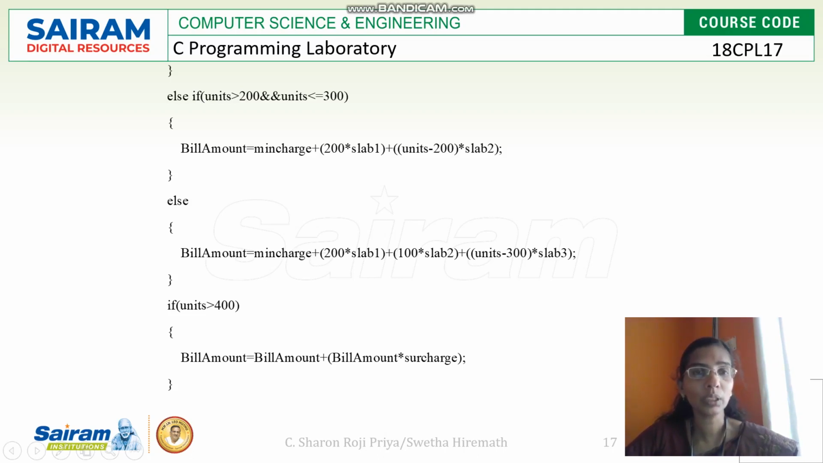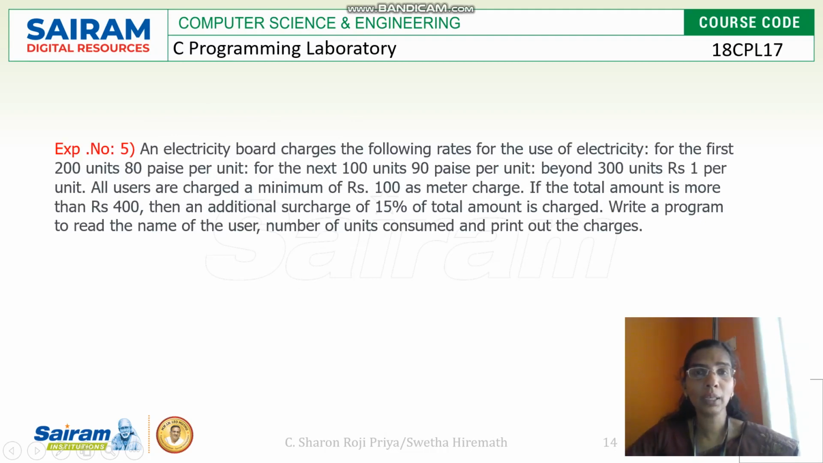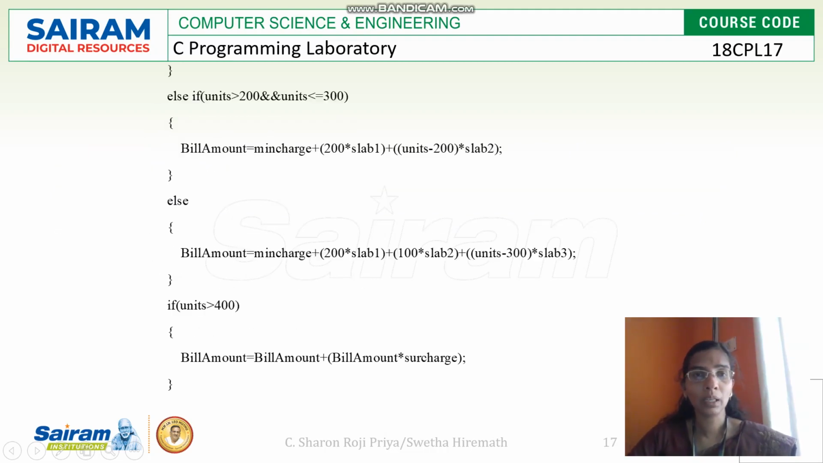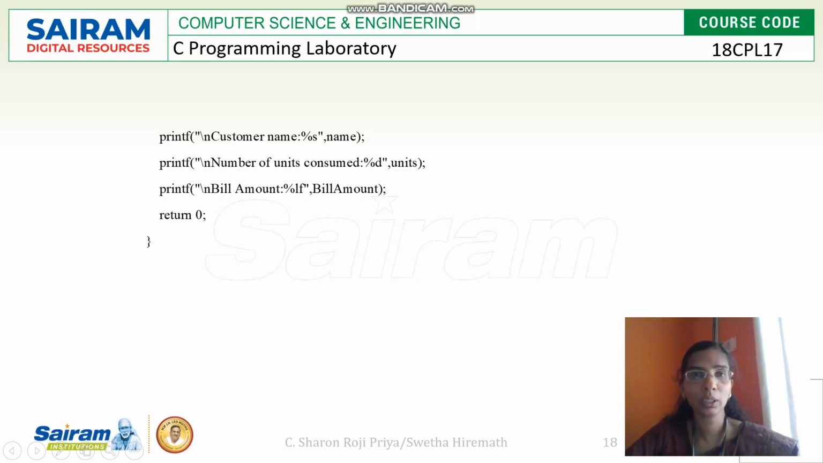And here it is not units, it is total amount. Total bill amount, if it is greater than 400, my bill amount will be charged with 15% of the bill amount. That is the surcharge, according to the question, 15%. So this is just mathematics. You have to use this if-else statement, and add the slabs according to the units consumed. And at last you print the name of the customer, units consumed, and the total bill amount. We can see the execution.